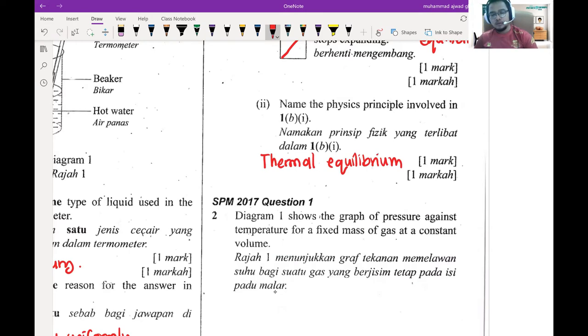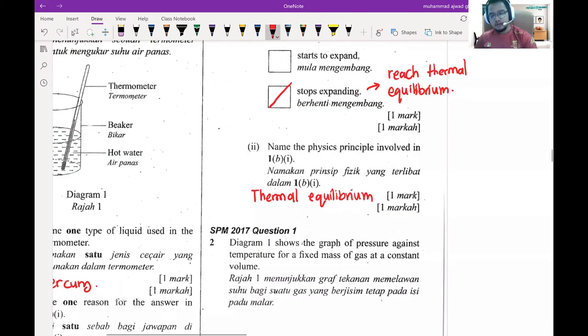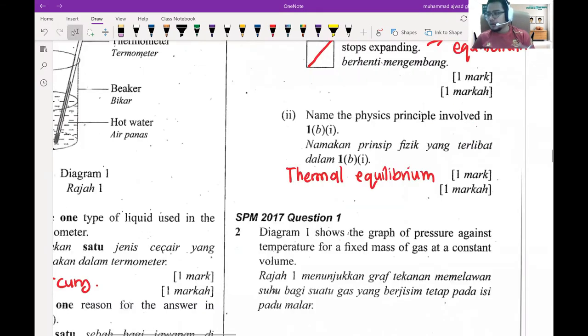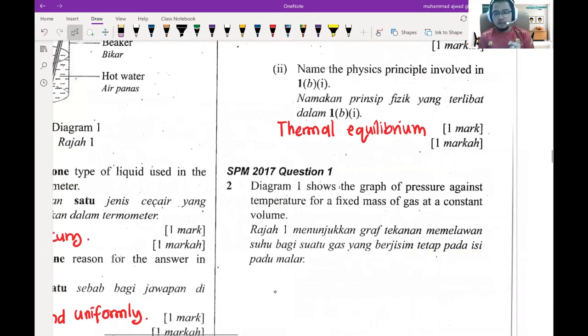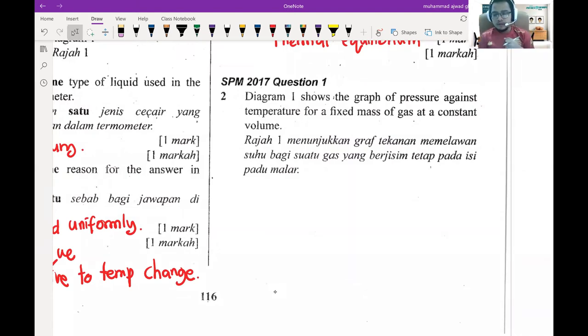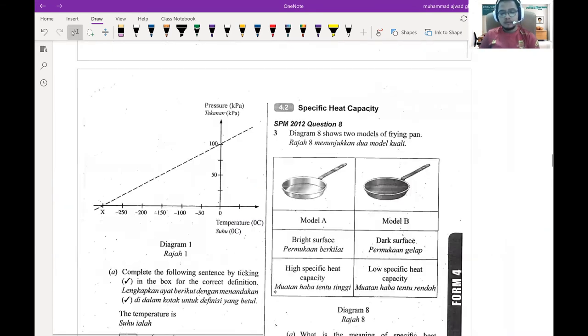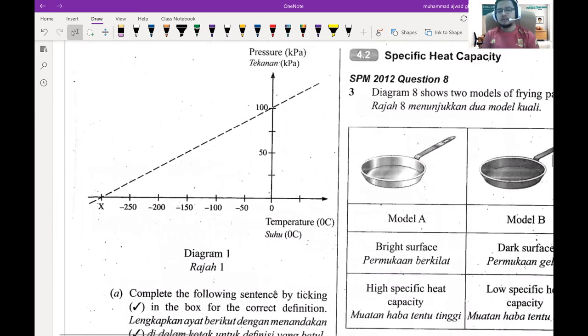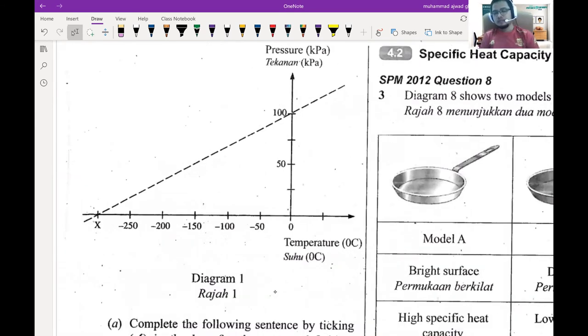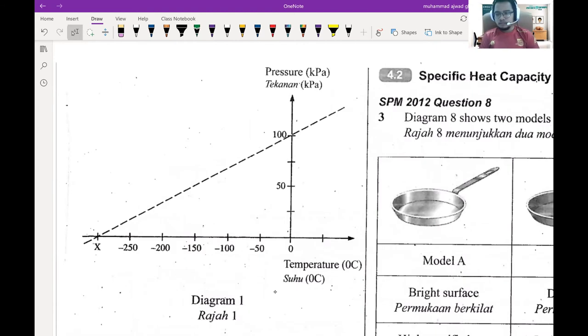Okay. So itu 2013. Lama dia tak keluar, tak keluar, tak keluar, tak keluar. Dia keluar balik 2017. Show the graph of pressure against temperature for fixed mass of gas at constant volume. Okay, ni gas law. Okay, which law? Pressure. Pressure law.